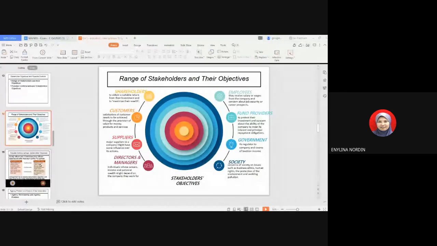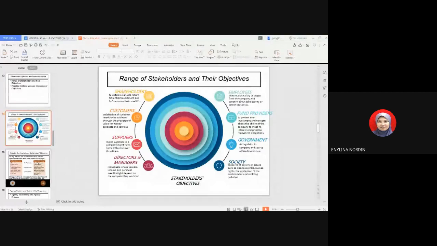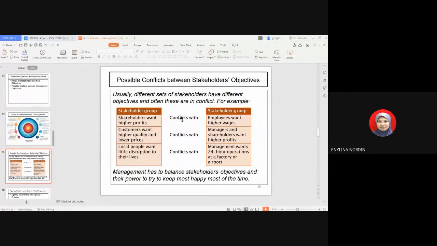So as mentioned earlier, okay, as we have a wide range of stakeholders here with different objectives, therefore there must be conflict between the objectives of these stakeholders. We take one example, one stakeholder group here, let's say the shareholders. Normally we know that shareholders want the company to have a higher profit, right? So that the company will pay them what? Capital. So they pay them dividends, okay?